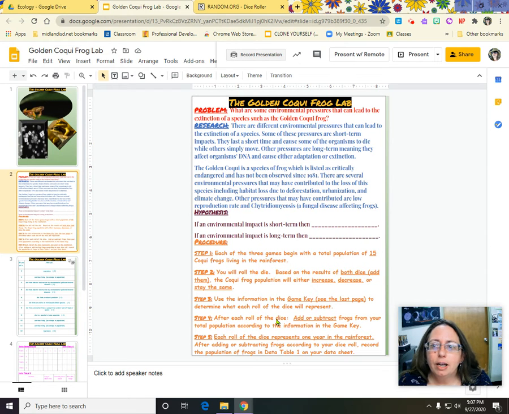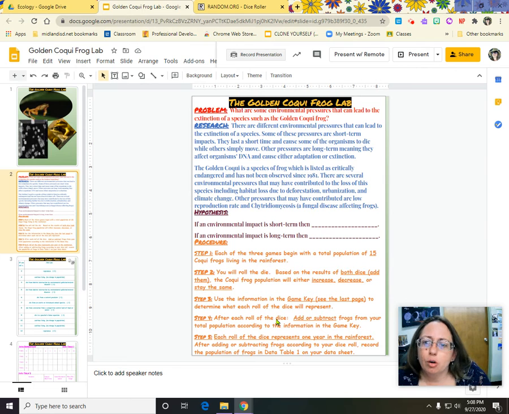There are different environmental pressures that can lead to the extinction of a species. Some of the pressures are short-term impacts. Remember, we talked about that during class. They last a short time and cause some of the organisms to die while others simply move away. Other pressures are long-term, meaning they affect the organism's DNA and cause either adaptation or entire species extinction.